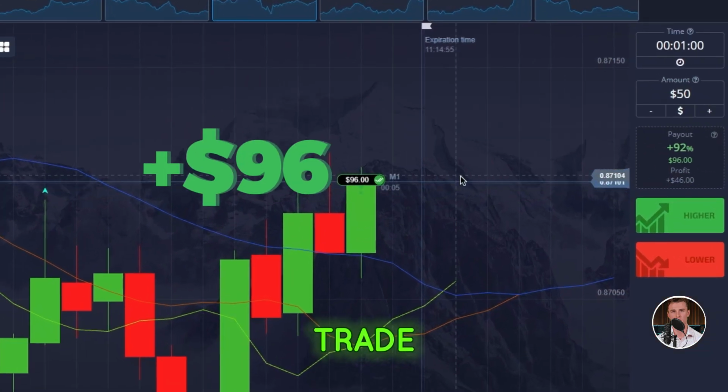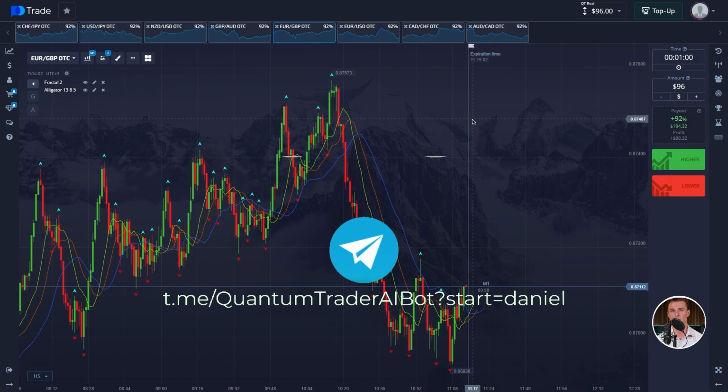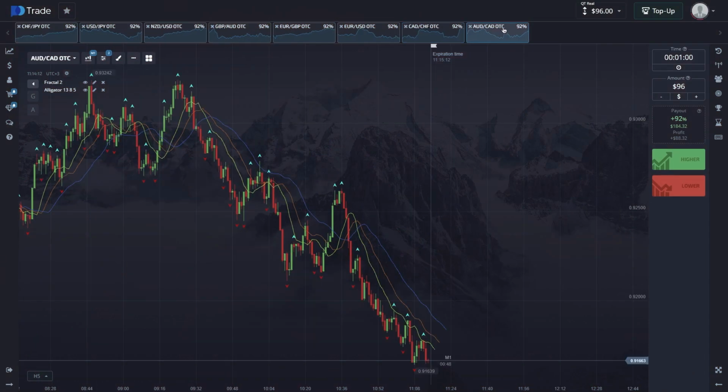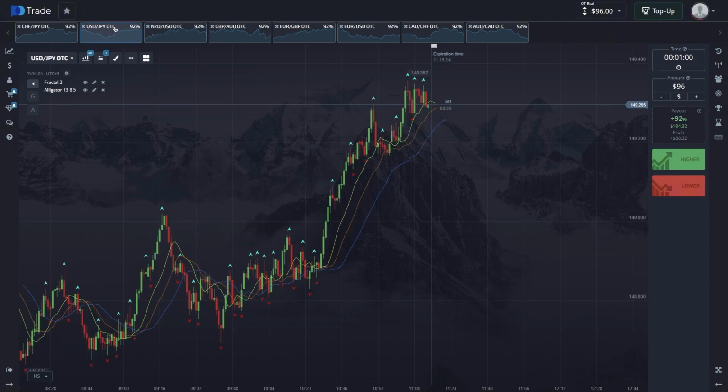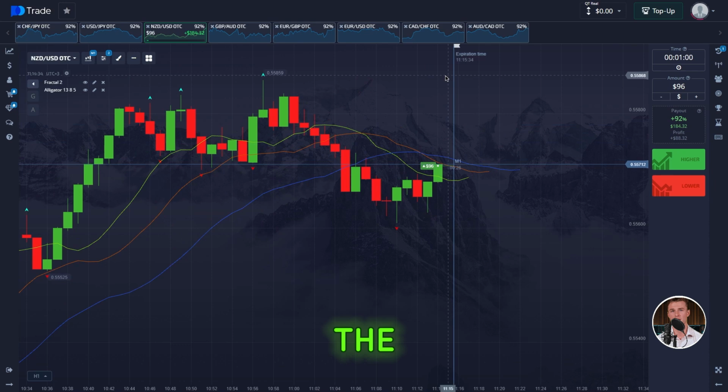And our first trade is absolutely easy to close in a plus. Let's continue our trade and select the next pair. And let's open a deal here to increase in the direction of the trend.